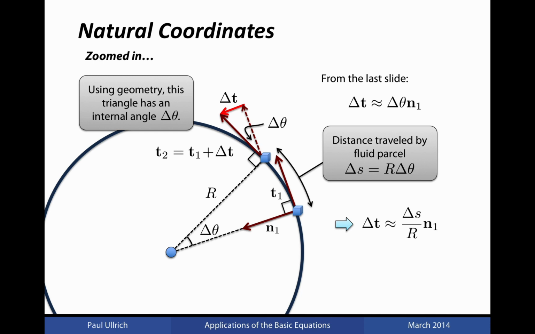And so rearranging this equation for delta theta, plugging it into the definition for delta t above, we then have that this change in the tangent vector is approximately given by the distance traveled by the fluid parcel between these 2 points divided by the radius of curvature and multiplied by the normal vector located at position 1.